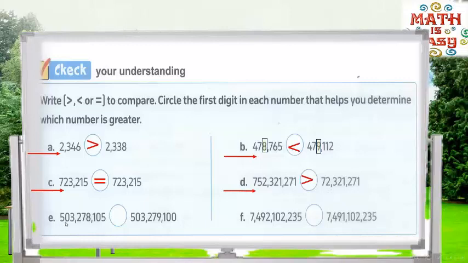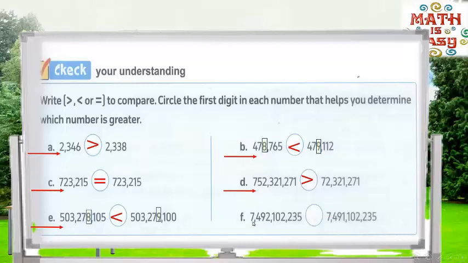Next one, here we have 3 periods, 9 digits, and here we have 9 digits. Compare between the numbers. 503 and here 503. 278, here 279. So this number is more, because in thousands we have 8 and here we have 9. The second number is bigger than the first number.